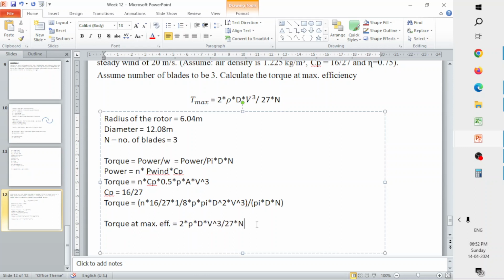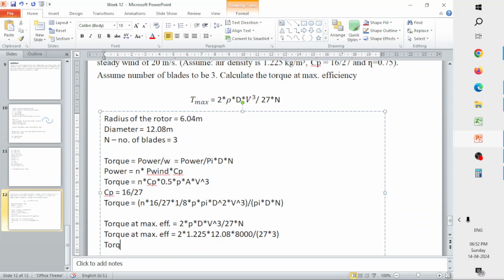So let's calculate that. So 2 times rho, the value of rho is 1.225, times d is 12.08, times v cube, where v is 20, so 20 cube I am writing as 8000, divided by 27 times n, the number of blades, which here is 3. So we are supposed to calculate this.